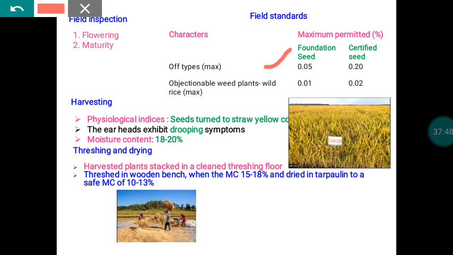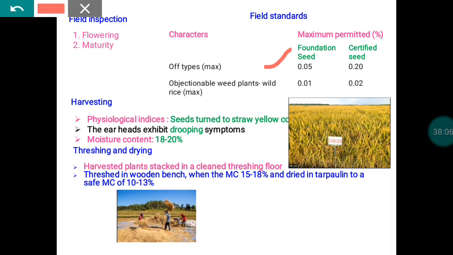If any off-type is there, it is going to be physically there, so because of that they give a warning. If it is a cross-pollinated crop, and any off-type is recorded after pollination and flowering is over, they will definitely reject the field. Since it is a self-pollinated crop, they will give a warning.